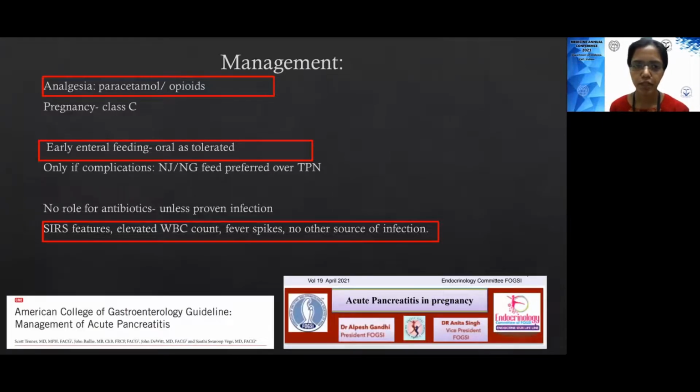Other aspects of management are analgesia, which is paracetamol and opioids. In pregnancy, these are class C drugs. And enteral feeding, which is early enteral feeding, orally tolerated, is preferred over TPN or NJ or NG feeds. There is no role of antibiotics unless there is a proven infection.